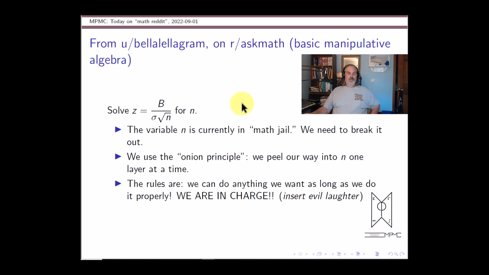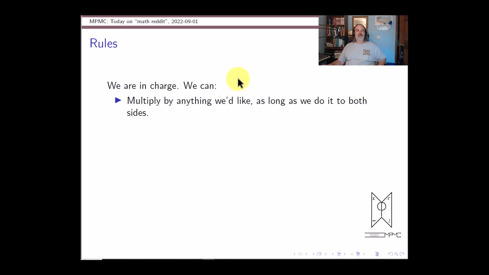The big thing to remember about algebraic manipulations is to not be intimidated by the choices you have to make. Who is in charge of this equation when we're working on it? We are in charge of this equation. So if we want to do something to this equation, like peel off that capital B, then damn it, we're going to peel off that capital B. The thing is, we have to do it properly. Okay, so I'm going to repeat that mantra a few times. We're in charge of these things. We can multiply by anything we'd like as long as we multiply both sides of the equation.